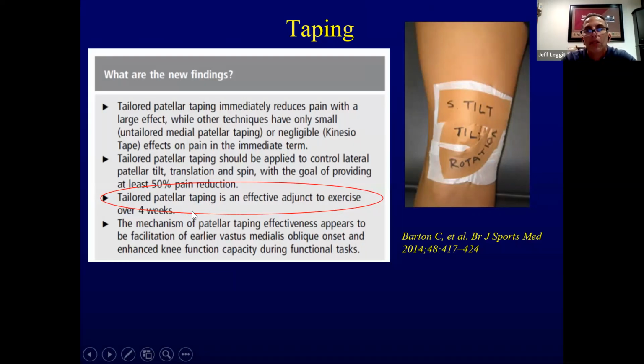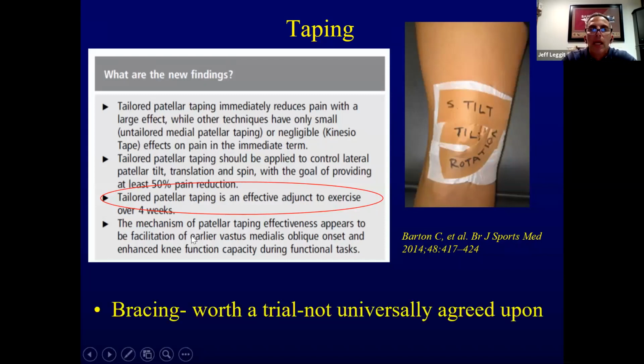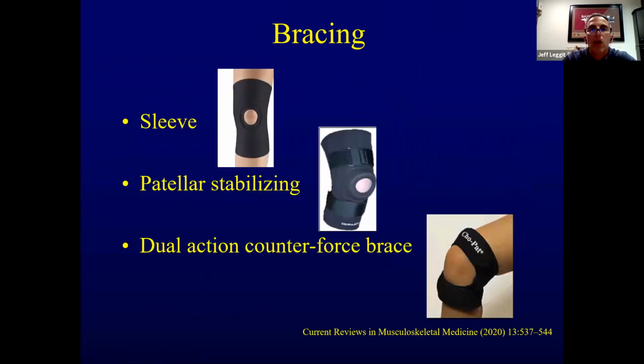And so that's something that they can do. And it's pretty easy and low tech. And in that vein, I also think bracing is kind of worth a try, but it's not universally agreed upon. And so for me, I tried it on some patients. As long as they're doing their strengthening, I'm okay with it.